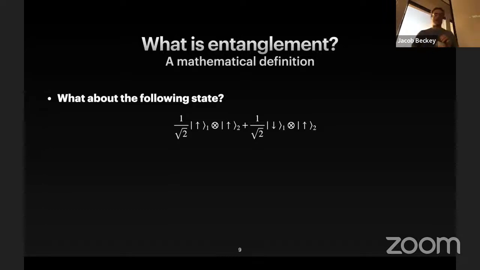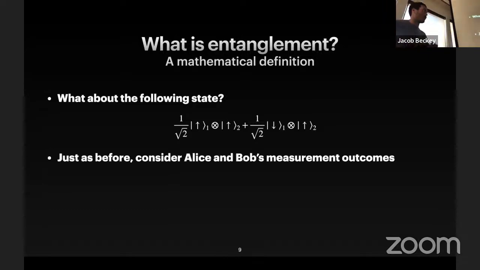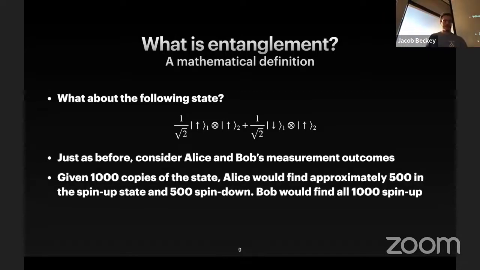Okay, so we want to know, is this state entangled? That is, can we write it as just a state on Alice's system and a state on Bob's system? Again, it's always instructive to consider what happens when you do a bunch of measurements. So if you're given 1,000 copies, mathematically you'd have to take the 1,000 copies out to infinity to say exact things. But suppose they just have 1,000 copies that they have access to, and they tabulate what they find. Alice would find approximately 500 in the spin up state, and approximately 500 in the spin down state.